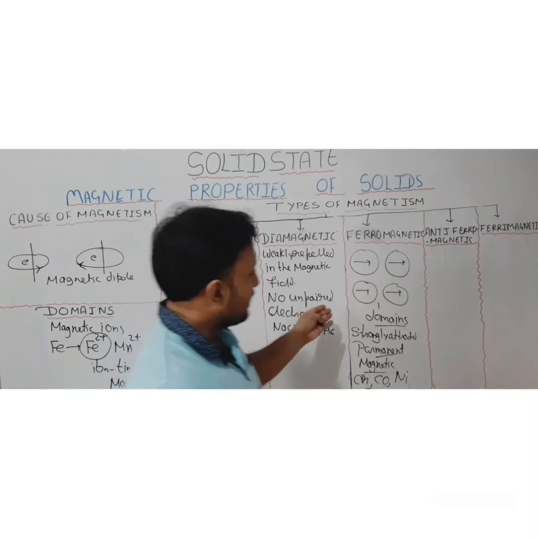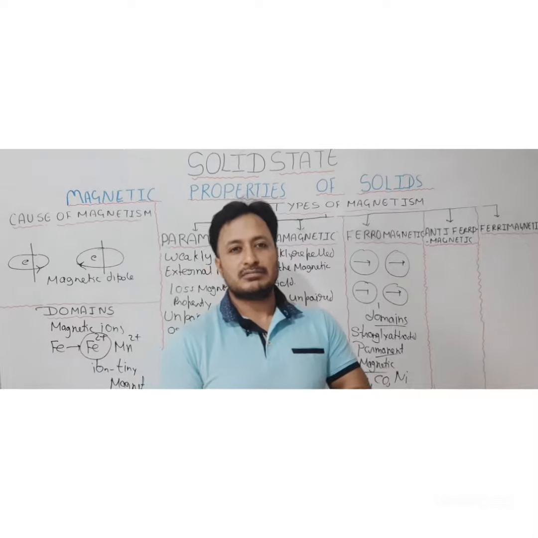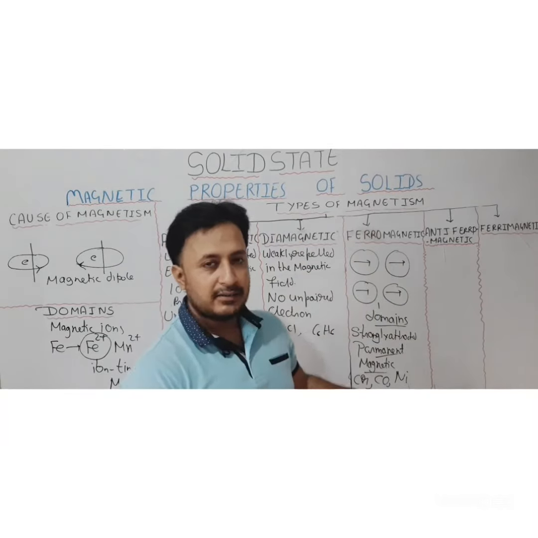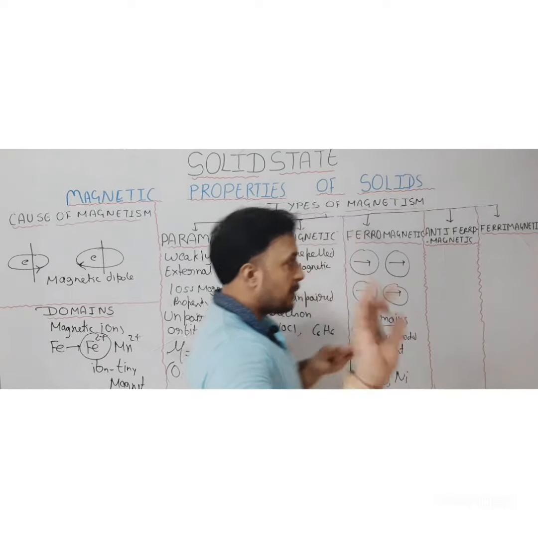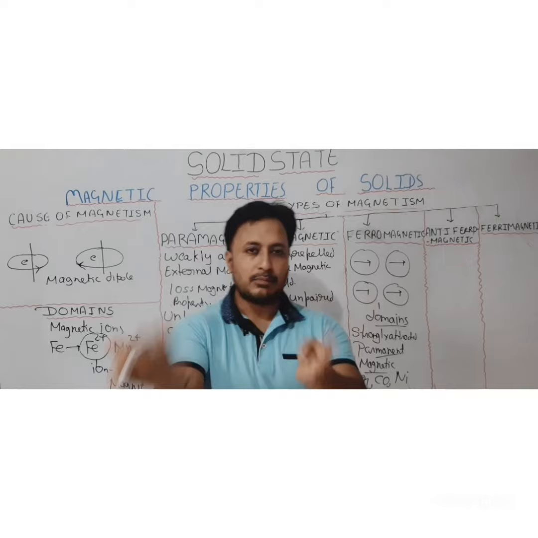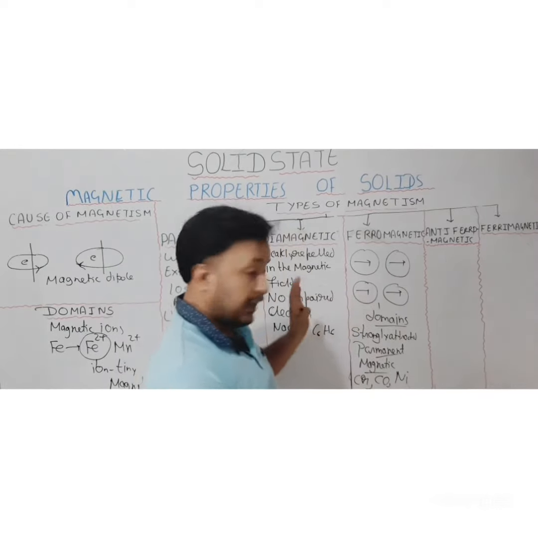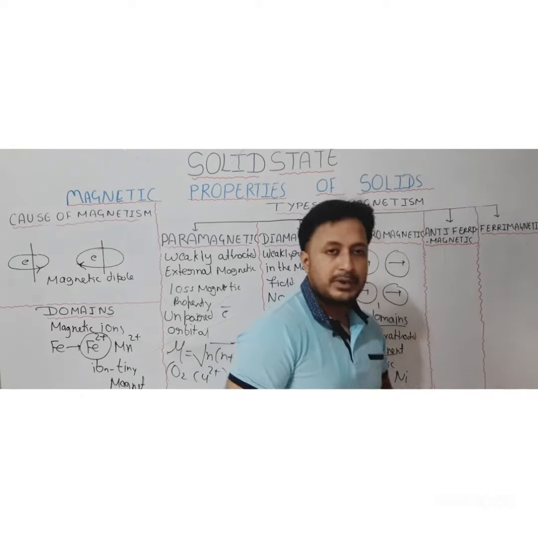Now the next one is antiferromagnetic. As the name suggests, anti means opposite. Whatever property ferromagnetic is exhibiting, the antiferromagnetic will exhibit the opposite. You can memorize it like this: whatever property paramagnetic has, diamagnetic will have the opposite. Same here, but the examples you must remember. Whatever property ferromagnetic has, antiferromagnetic will have the opposite.